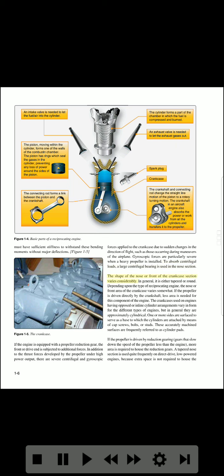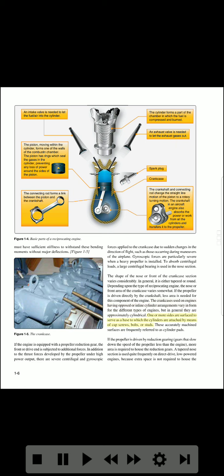The shape of the nose or front of the crankcase section varies considerably. In general, it is either tapered or round. Depending upon the type of reciprocating engine, the nose or front area of the crankcase varies somewhat. If the propeller is driven directly by the crankshaft, less area is needed for this component of the engine. The crankcases used on engines having opposed or inline cylinder arrangements vary in form for the different types of engines, but in general they are approximately cylindrical.